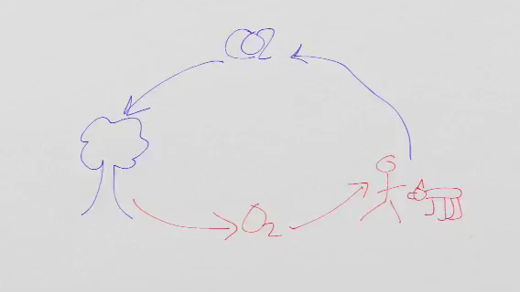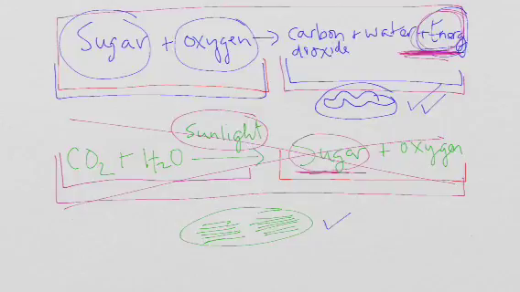This is a very simplified version of the carbon cycle, but this is essentially one of the key indicators here for the movement of carbon across living things. Because carbon is a big part of sugar, and carbon is also found in CO2. Carbon is a big part of CO2, and it's also found in sugars.